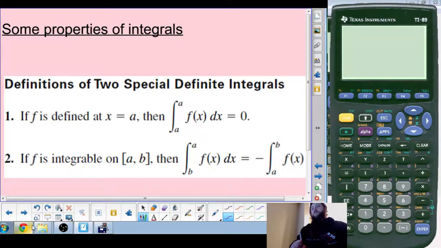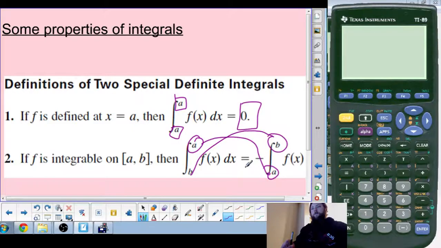All right, so some properties of integrals I might have mentioned last week: if you're integrating and your lower and upper bounds are the same number, a, whatever the function is, your answer is 0 because there's no area there. Also, this other property: if you integrate from b to a, that's equivalent to negative the integral from a to b. What this means is if you swap the a to the bottom and the b to the top, you're going to have the opposite. So if the integral from a to b was 5 here, this would be negative 5 over here.